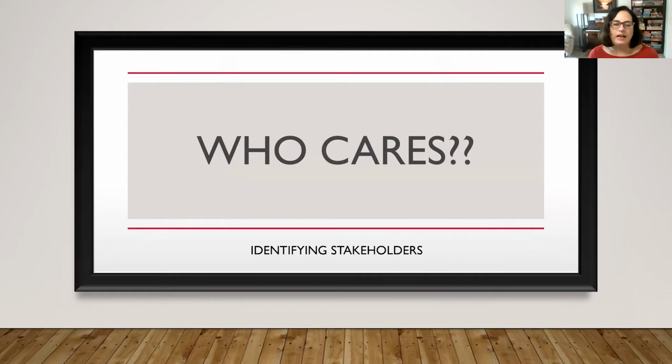So you need to ask yourself when you're looking at a policy, who cares? Who cares about this policy? And not flippantly, but really, who actually cares? You have to identify the stakeholders, and you can do that through mental exercises. You have to do some searching too. Think about who your issue impacts.